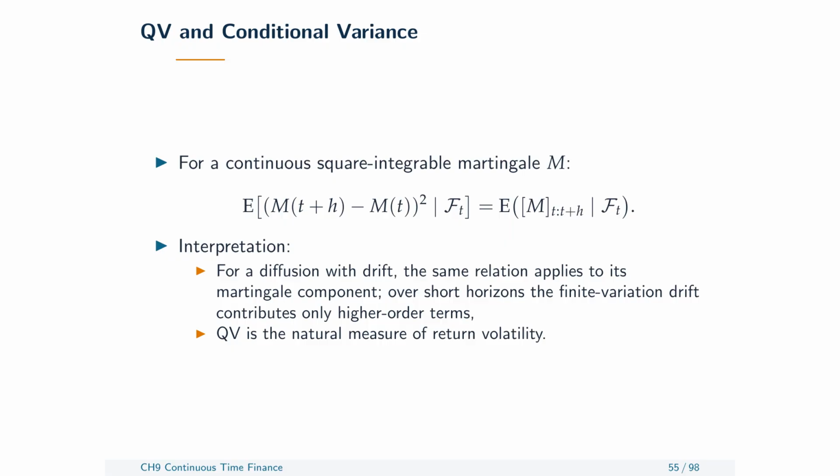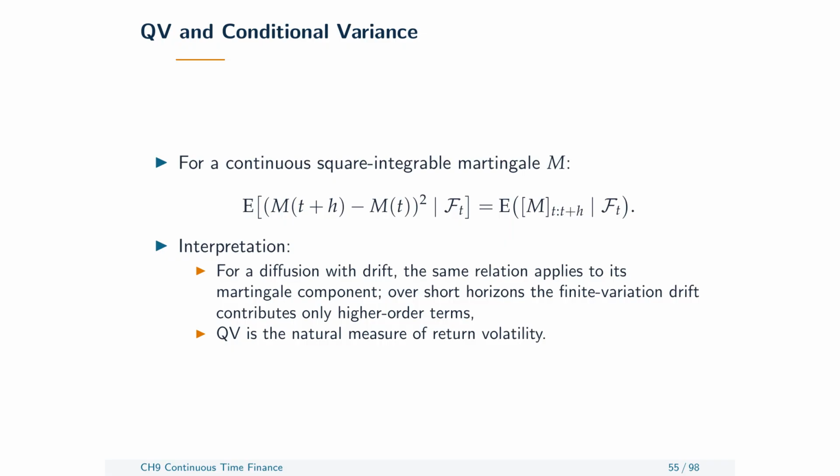A continuous function of bounded variation has zero quadratic variation. Its increments are too small for their squares to accumulate. Brownian motion is different. Its increments have square root time magnitude. So squared increments have time magnitude and add to a non-zero limit. For standard Brownian motion, quadratic variation over a horizon equals the length of that horizon.